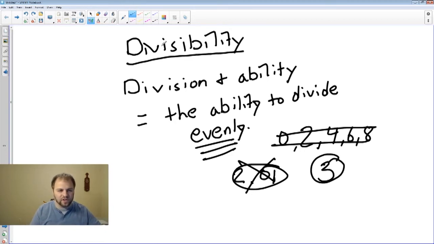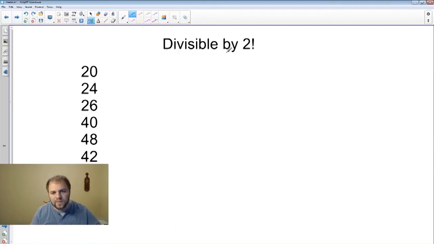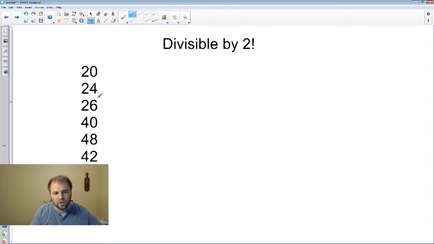So let's take a first look real quick at 2. And we can actually create a rule. There are rules in math that we can use to identify things in a much easier way. So we're going to look at these numbers right here. Every single one of these numbers is divisible by 2: 20, 24, 26, 40, 48, 42, 612, 40, 26. They're all divisible by 2.